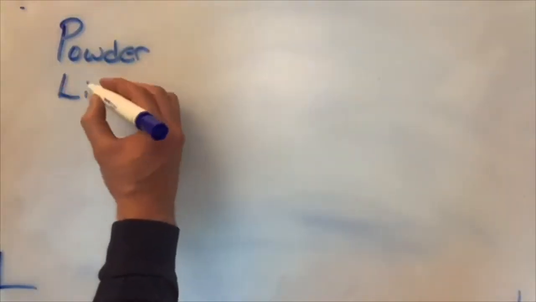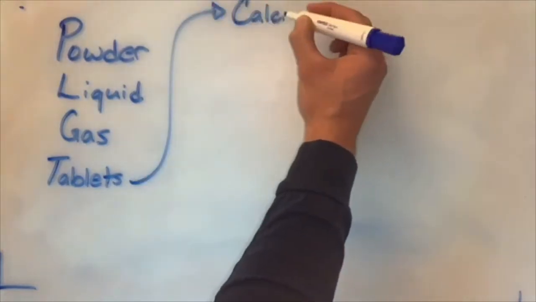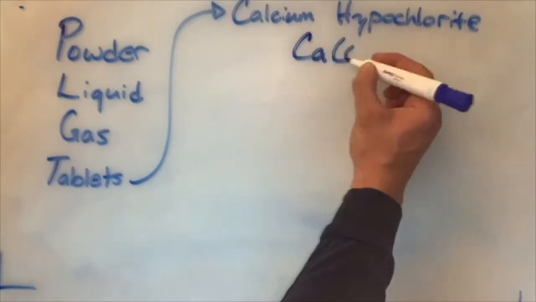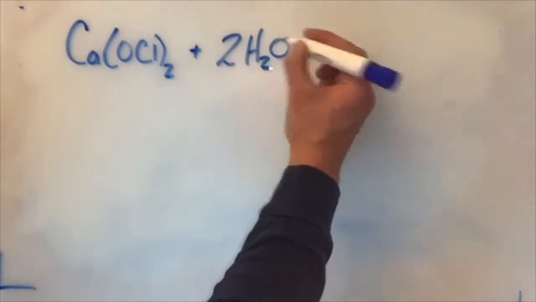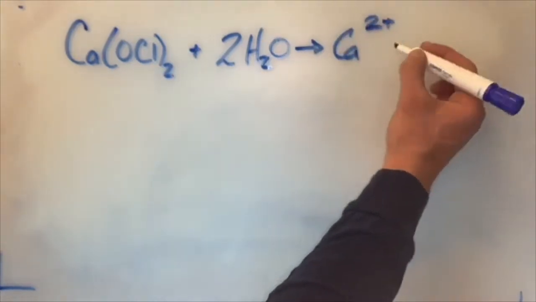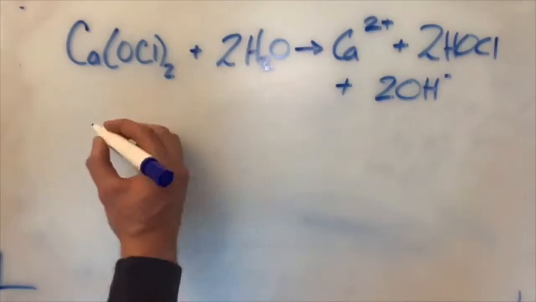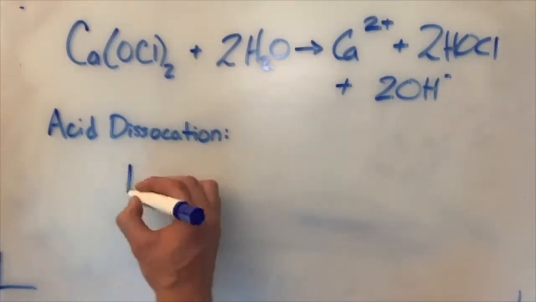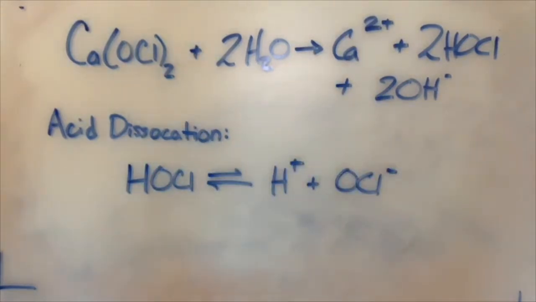Chlorine comes in several forms like powder, liquid, gas, and tablets. In this system, we'll be using calcium hypochlorite tablets to increase the chlorine levels. Calcium hypochlorite reacts with water to produce calcium ions, hydroxide ions, and hypochlorous acid. Hypochlorous acid dissociates into a hydrogen ion and a hypochlorite ion.